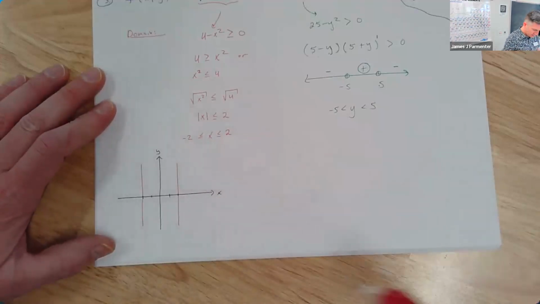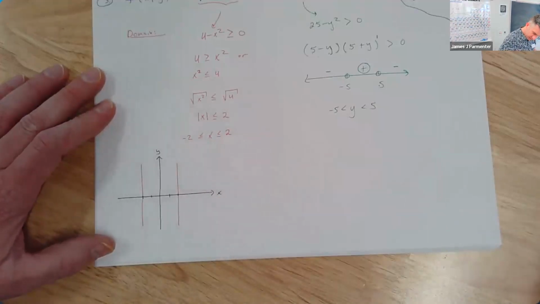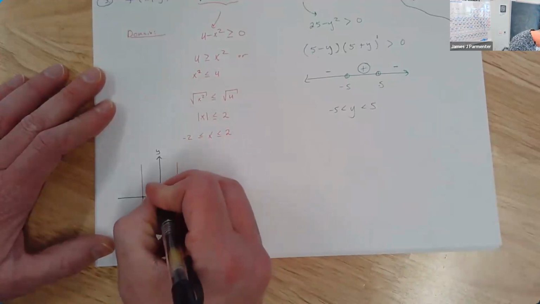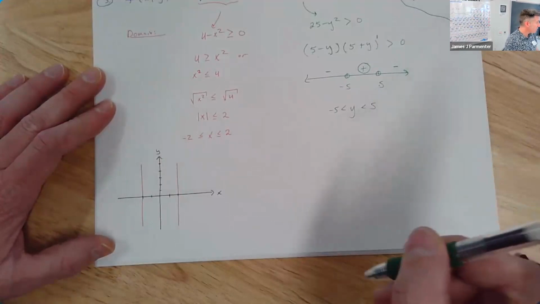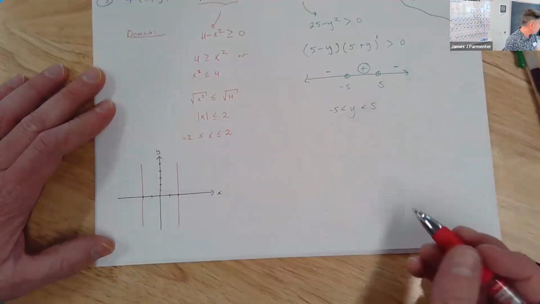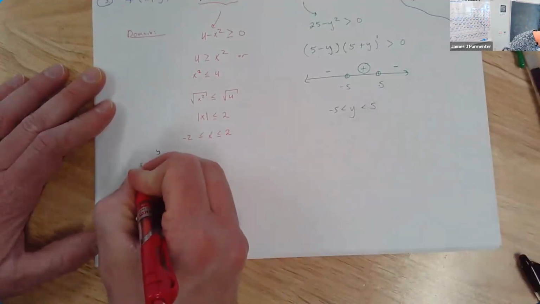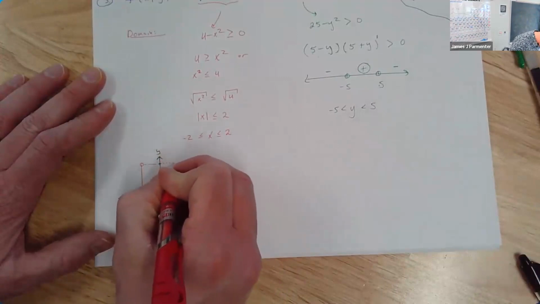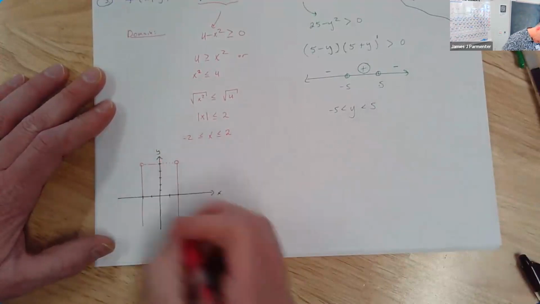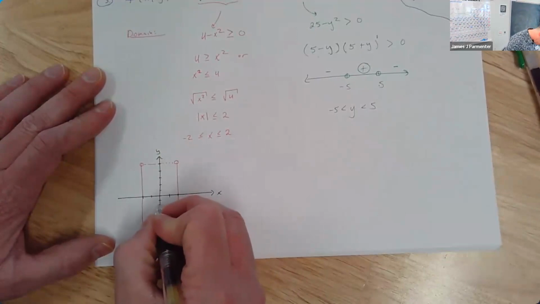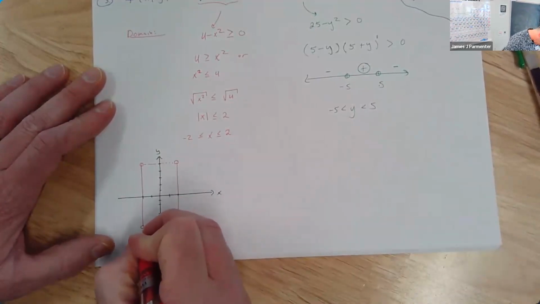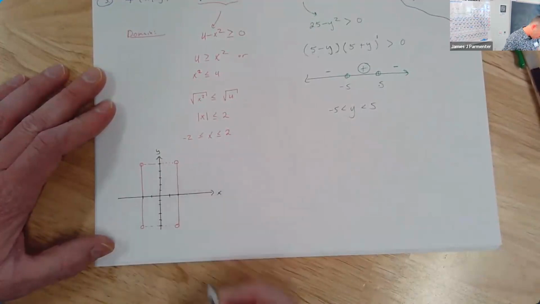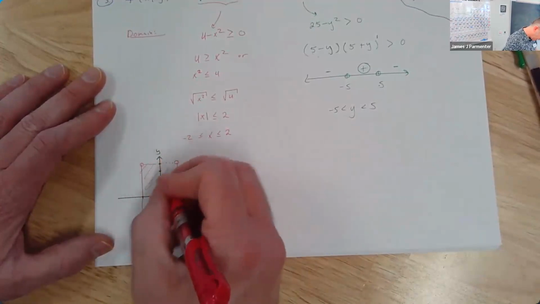And then y is between 5 and -5. But for y, we have to have a dashed line because we are not including y equal to 5. So we're having a dashed line there, an open circle. And same thing down here. We're going to have open circle, dashed line, open circle. We have everything in here.